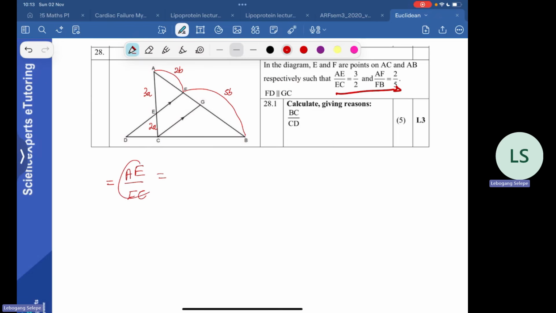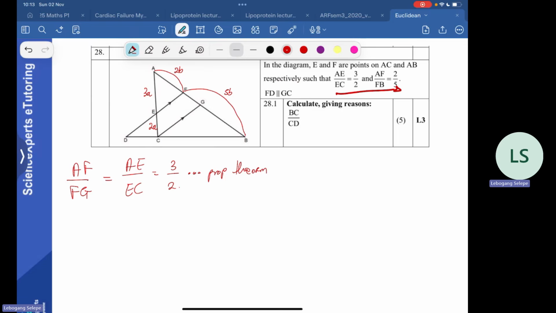Wait, I flipped. Let's write it properly the way it was given to us. AF over FG is equal to AE over EC, which is also 3 over 2. And the reason here would be prop theorem. I'm not even taking a look at the question. I'm just analyzing my diagram. That would be prop theorem.